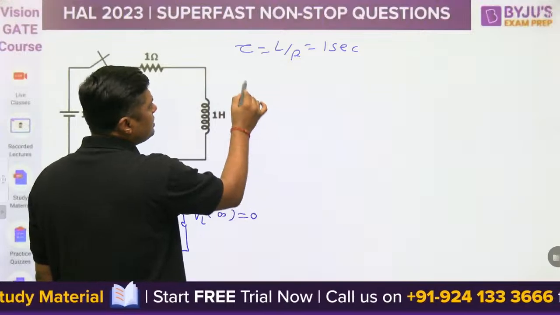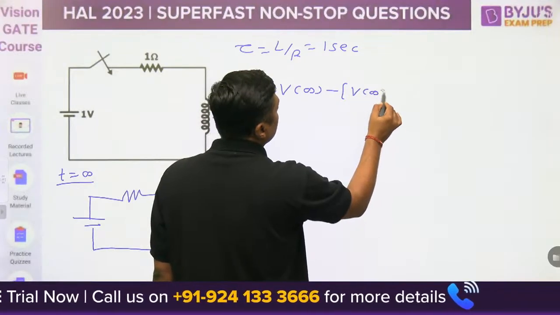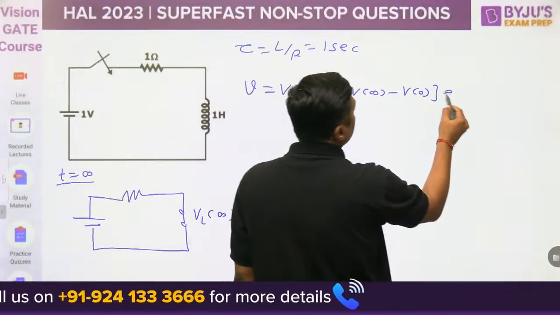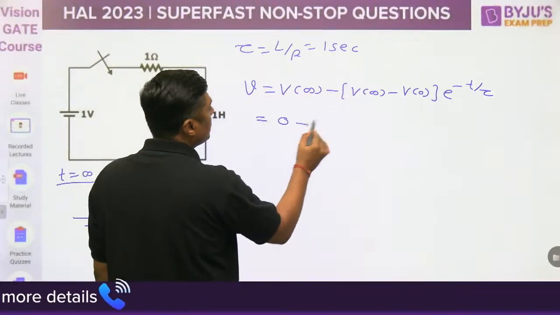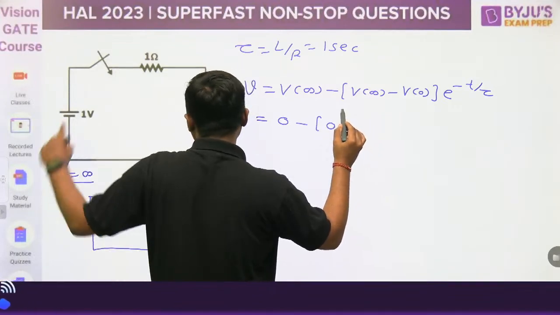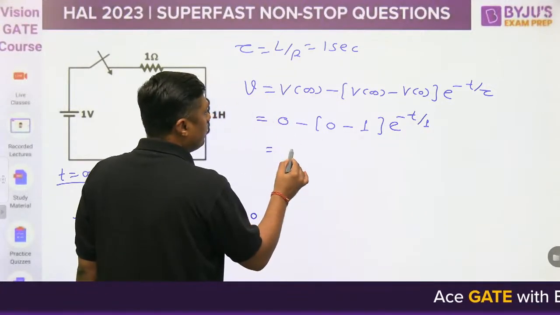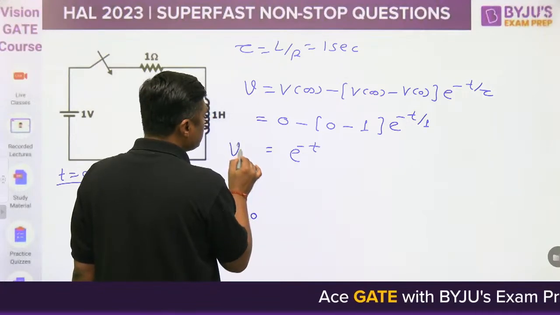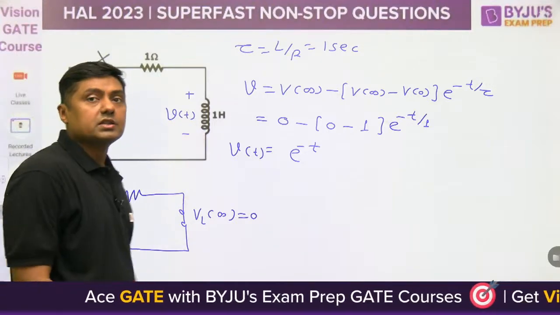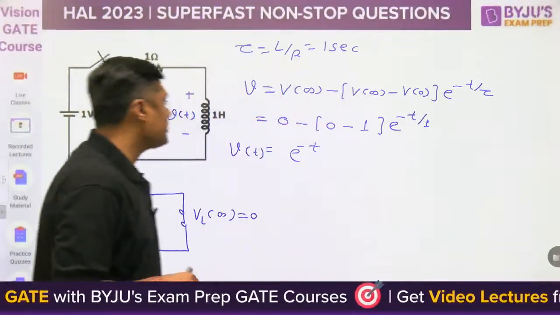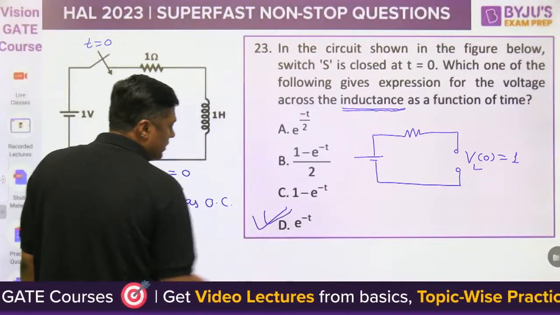So you can directly write this equation: V final minus (V final minus V initial) e raised to power minus t by tau. What is the final value? 0. What is the initial value? 1 volt. What is the time constant? 1. Then it will become e raised to power minus t. That is the voltage across the inductor. An exponentially decreasing function. So which answer is correct? D. D for Delhi. Okay.